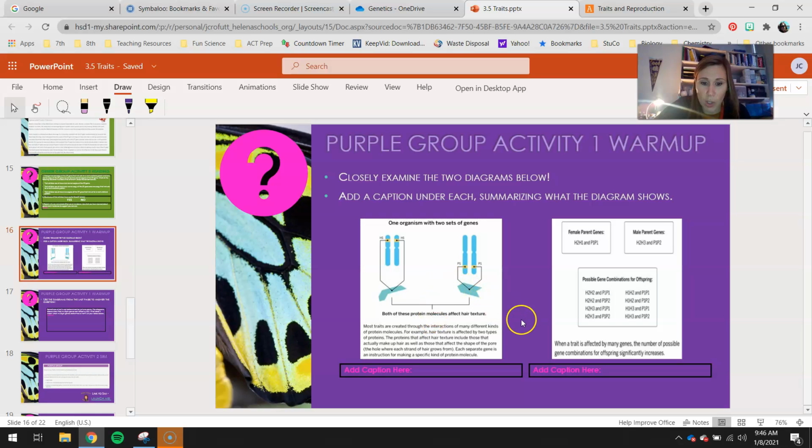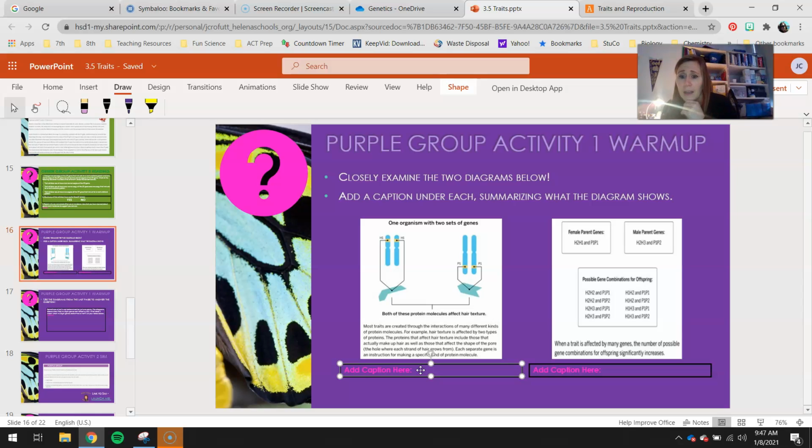So most traits are created through the interaction of many kinds of protein molecules. For example, and remember that protein molecules have a specific shape, and it's that shape that kind of dictates what they do. So for example, hair texture is affected by two types of proteins. The proteins that affect hair texture include those that actually make up hair, as well as those that affect the shape of the pore, the hole where each strand of hair grows from. Each separate gene is an instruction for making a specific kind of protein molecule. Okay, so tell me what that diagram means to you, whether you're summarizing it, explaining it to someone else, or telling me what you learned from it.